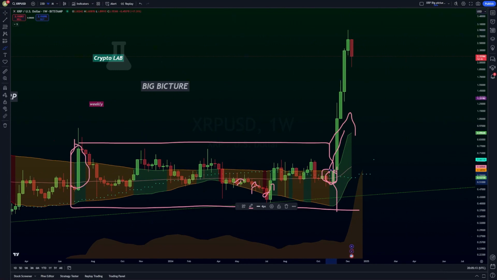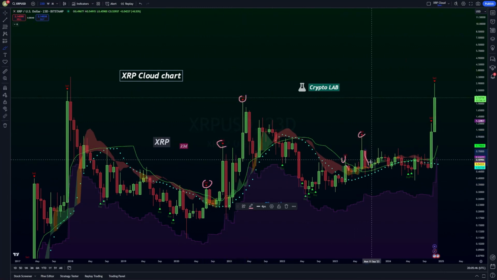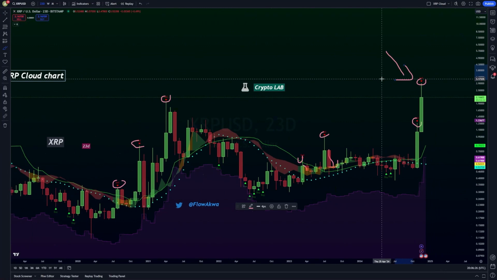Let's move to the next chart, the cloud chart. I'm not going to lie, this chart is a bit scary because right off the bat, what we can see is those sell candles. Here, you see, sell candle, sell candle, sell candle, okay? Sell candle, we went down, sell candle, we went down, guys. And here you see we have two sell signals. And when we see such signals, it means that XRP needs to cool off, guys.